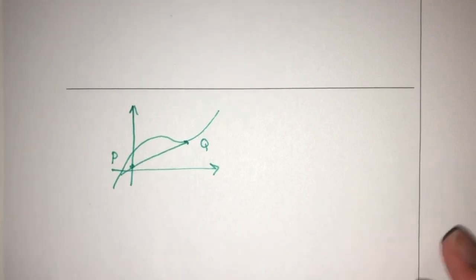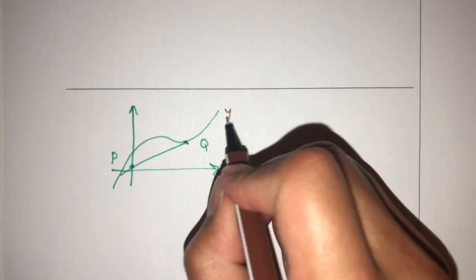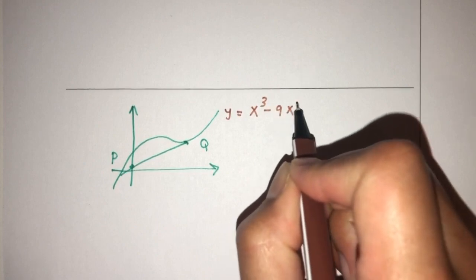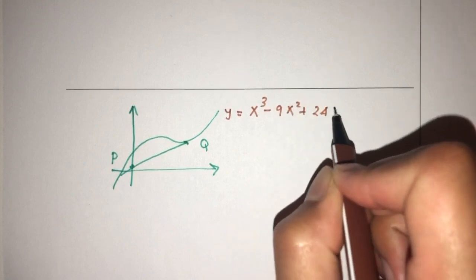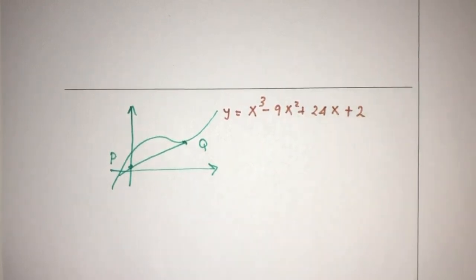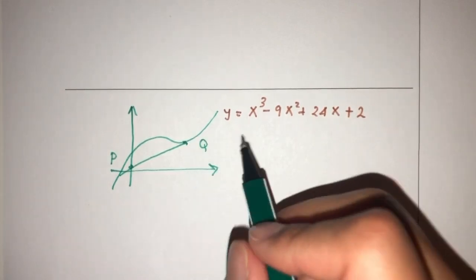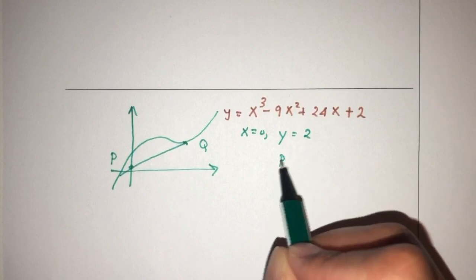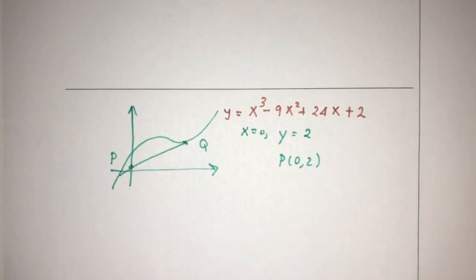So there are a few ways we can find that. One is using the curve y equals x power 3 minus 9x squared plus 24x plus 2. As you guys know, on the y-axis, the value of x has to be 0. So y has to be the value of 2. So the point P has to be (0, 2). That's the easiest way of finding that.